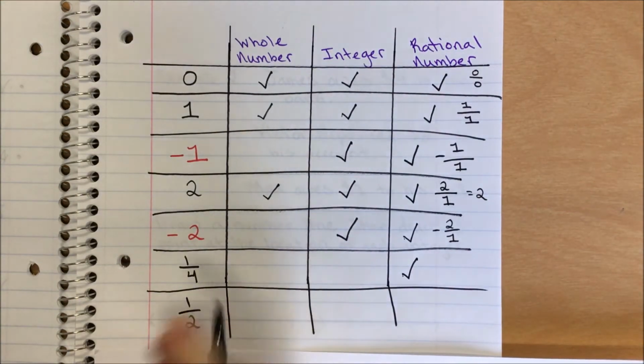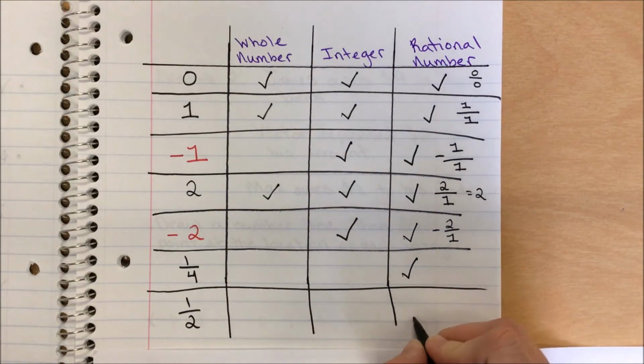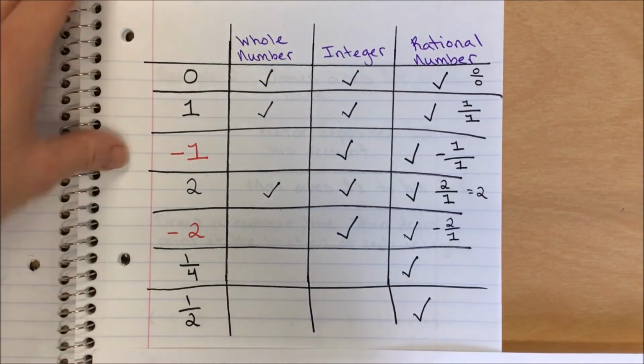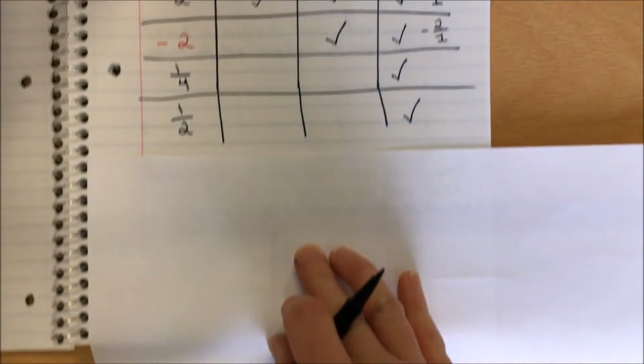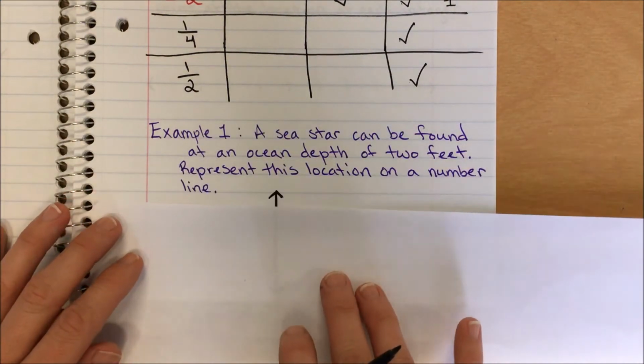What about 1/2? Nope, it's not a whole. It isn't an integer. It is only a rational number. Okay, give yourself a pat on the back. Good job on that. That was a lot of numbers to look at. Let's look at a real life example.